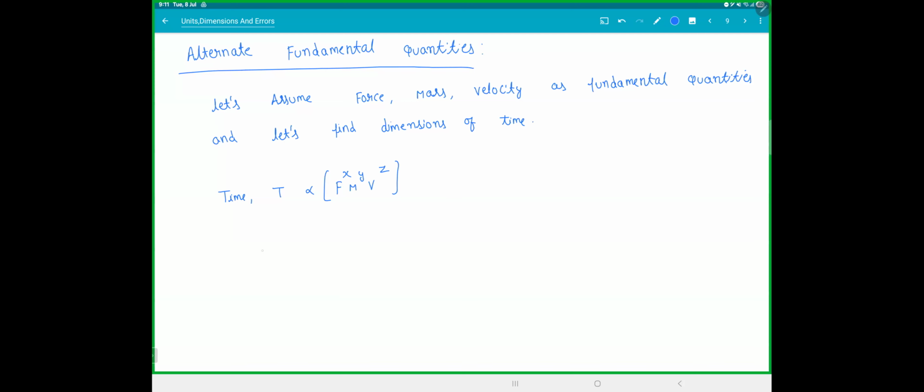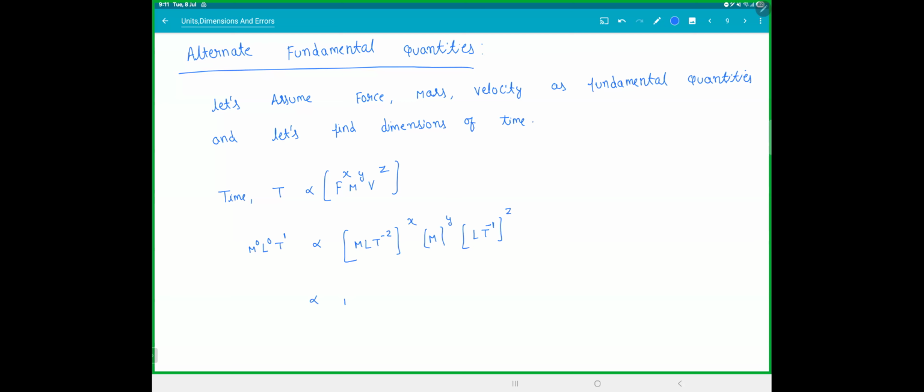On the left hand side, what are the dimensions? M power 0, L power 0, T power 1, because it is time. On the right hand side, what are the dimensions? Force is M, L, T minus 2, whole power x. Mass's dimensions is M only, M power y. Velocity's dimensions is L, T minus 1, whole power z.